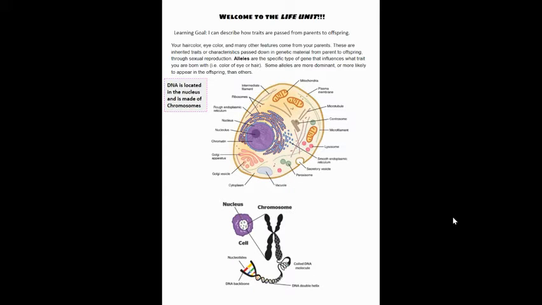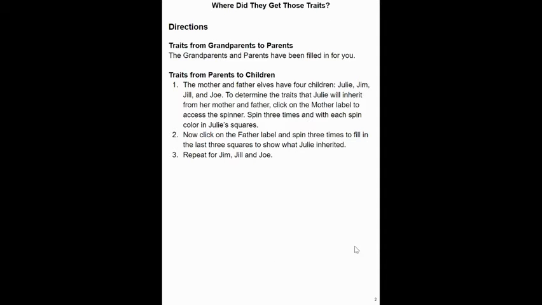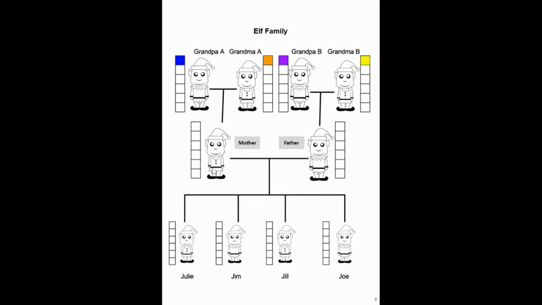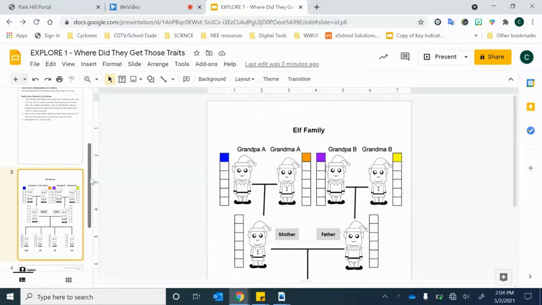All right, we are officially in the heredity unit, and this is one of our first explorers that we're going to work on. This is a little information about the parts of the cell and our DNA, where it's located. You guys can read that when you do your assignment, but I'm going to walk you through the actual activity. So here is the first page where you're going to have to put your answers down.